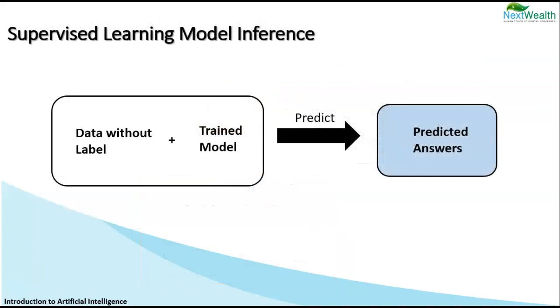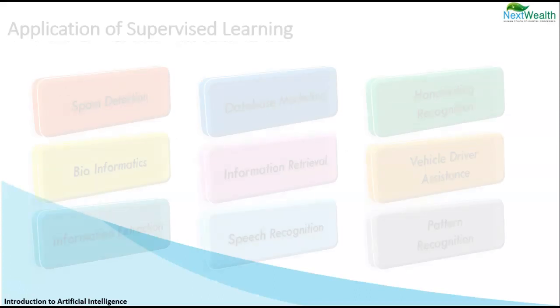Back to our simple diagrammatic representation. What can we conclude with the supervised learning model? If data with outcome is given as input to a trained model, it processes and gives us predicted answers. The input data is an image which is not labeled, and we want the outcome to be predicted.